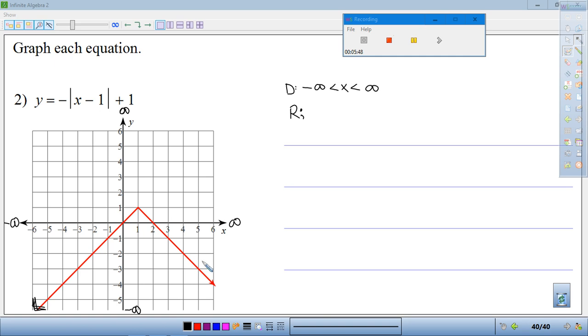Now for range, the lowest it ever goes, notice the arrow's pointing down. So the lowest it ever goes is negative infinity. So you start with the lowest, less than y. Range is a y value. And then it goes to a highest point. This highest point is 1, and it does reach 1, so it is included.